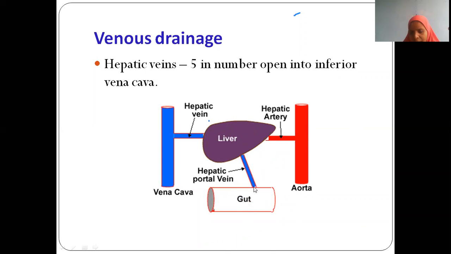The portal vein is carrying a mixed type of blood which is rich in nutrients. Yesterday we studied it: through the portal vein, then sinusoids, the central vein will be draining into the hepatic vein. The connection is the hepatic portal vein going into the central veins, then draining into the hepatic vein, then into the inferior vena cava. So how many hepatic veins are there? There are 5 in number.